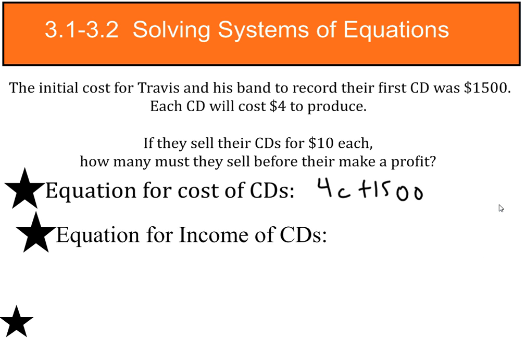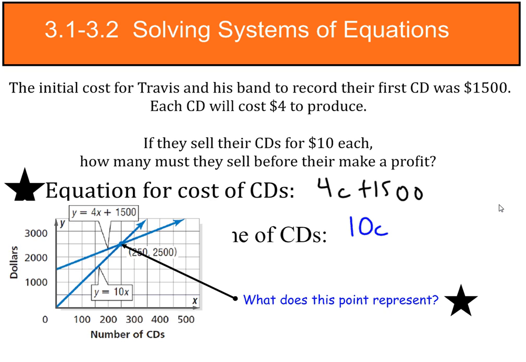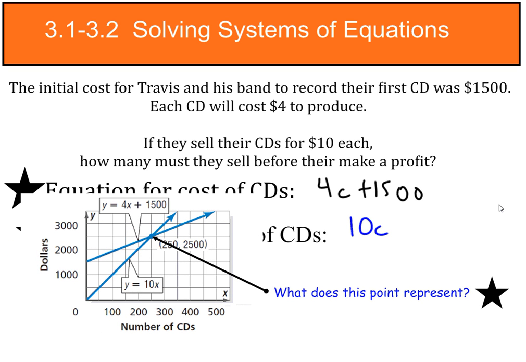So I don't make any initial money off just selling CDs. All I get is $10 for each CD I sell. So what happens when I graph those two? When I graph them, what does this point represent? Here's my cost, and this one is my profit. Well, what does that represent?